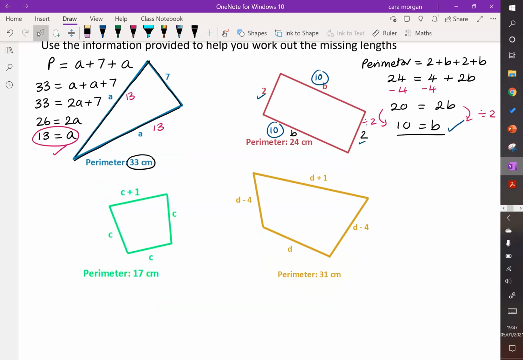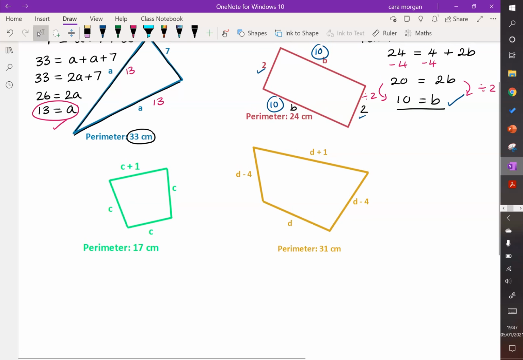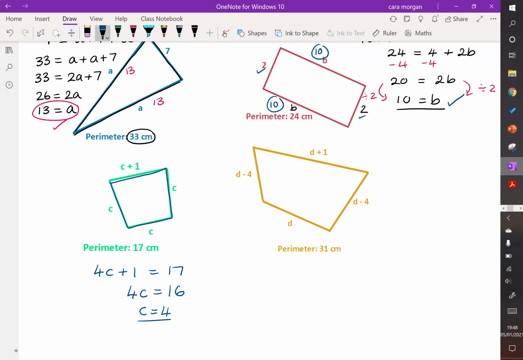Okay, down to the green one. It says the perimeter is 17 centimetres. So if I was going to walk all the way around the shape, I'd have 1, 2, 3, 4 C's, add 1. And that would give me 17 centimetres. Subtracting 1 from both sides gives me 4C is 16, and dividing through by 4 gives me C is 4. I'm going to check if that works. If C was 4, plus 1 there, that would be 5. I've got 12 add 5, which is 17. It works. C was 4.